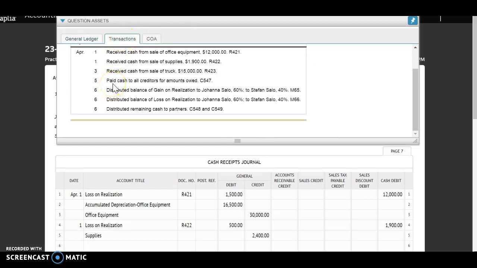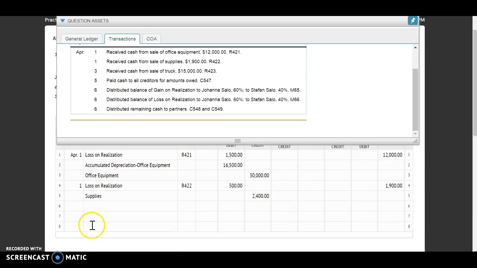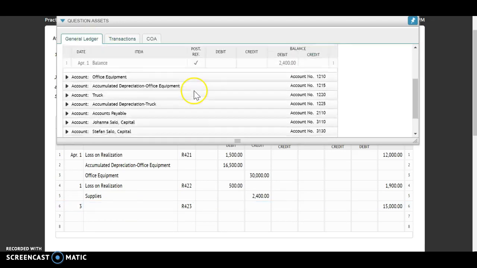On the third, it says that we received cash from the sale of our truck, $15,000, receipt number 423. So we are on April 3rd. I'm receiving cash for my truck, $15,000. I'm just going to go ahead and put my receipt number in right now too, R423. And now let's go and look at our accounts and see what we have.